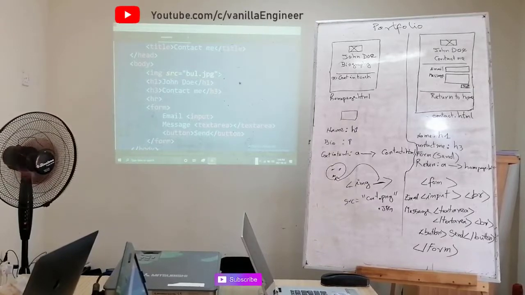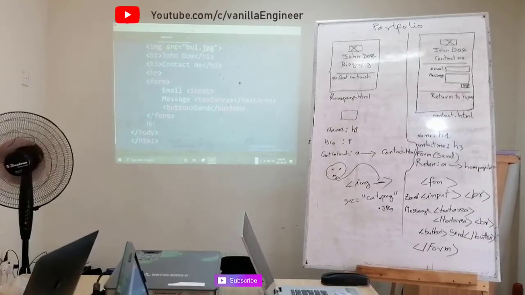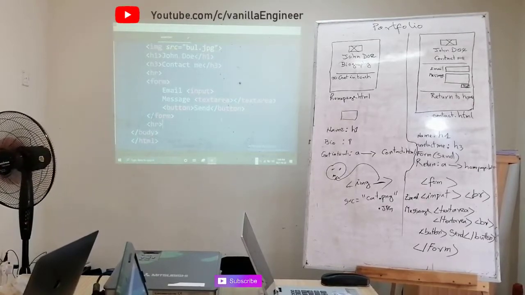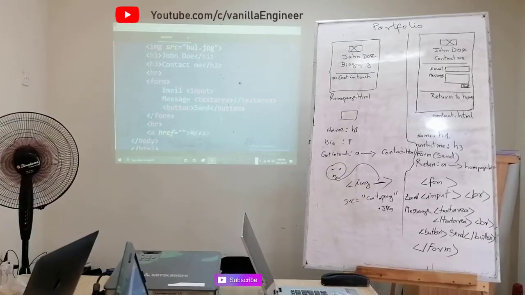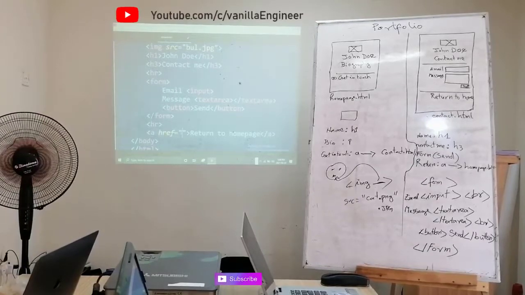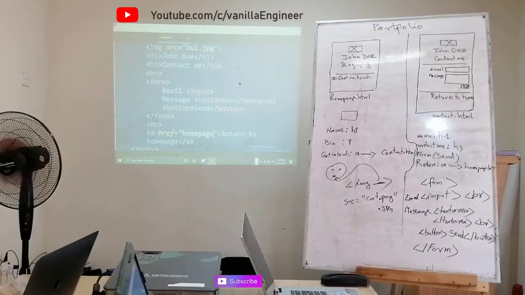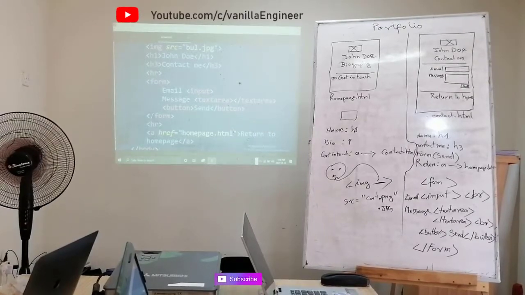You see that? So after the form, we will add another line, HR, and then we create now a link to return to home page. And here it is going to be homepage.html. And that's all.